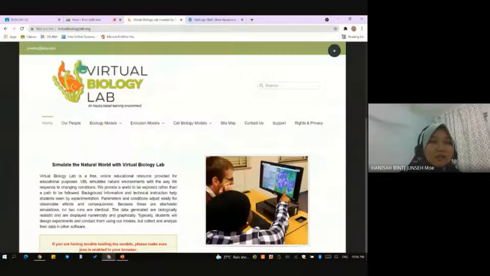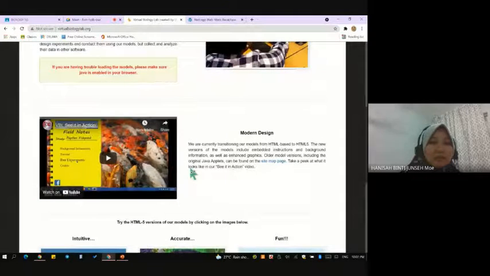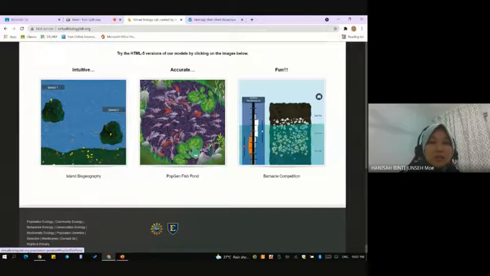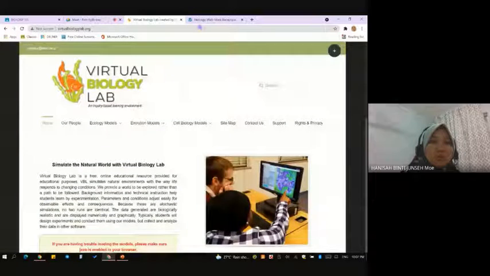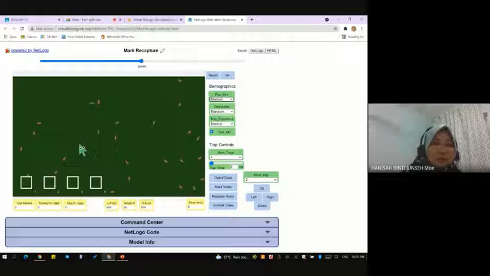So this is the virtual biology lab. We are going to do this capture. All right, so we reset first. Let's say this is the population of a species. What species is this? It's an insect, right? So this is the insect population that we want to count, and this is the habitat.